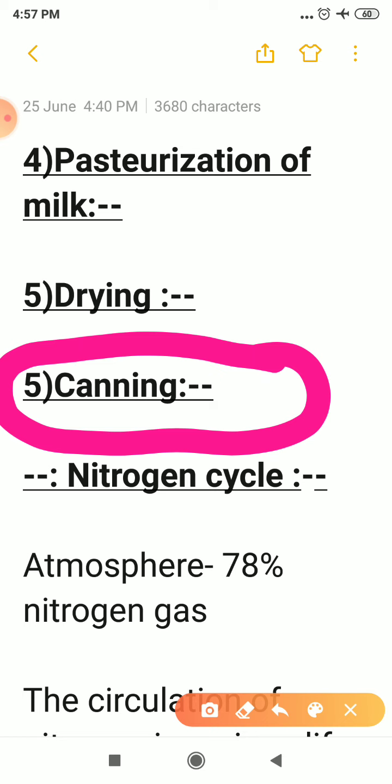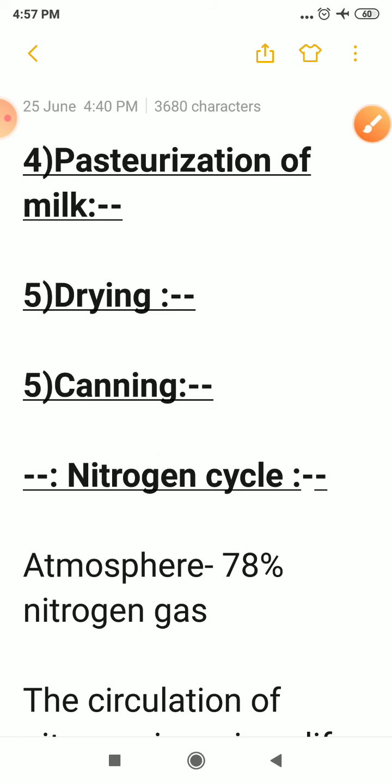This stops the growth of microorganisms in our food, and from this method we can keep our eatables for a longer duration. These were the methods of food preservation.